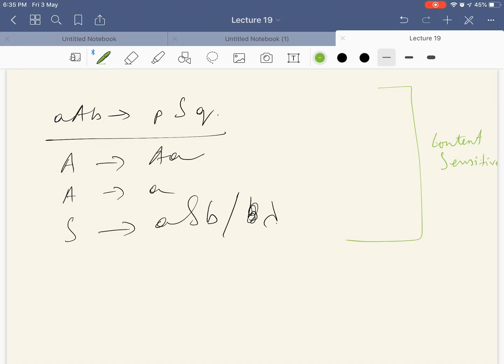Now out of these, these three are context free. This one is not context free because the left hand side is not a variable only, it consists of terminal symbols. So out of this, one is only regular.